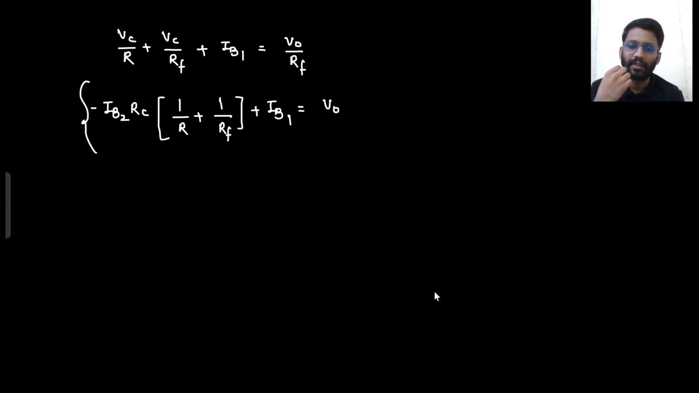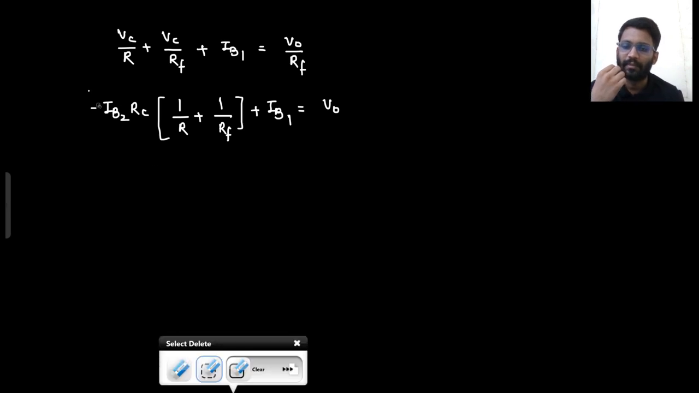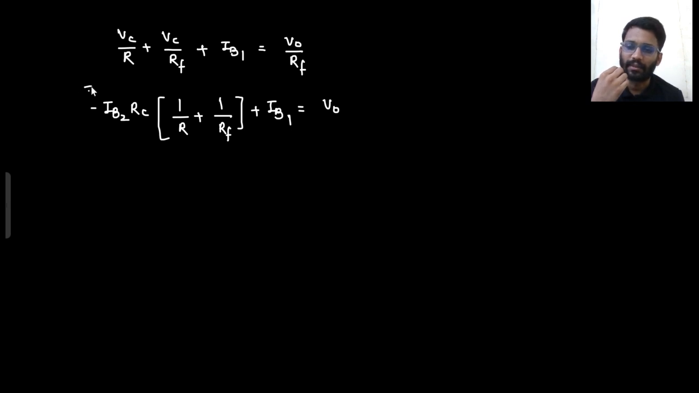So this complete value minus IB2, or you can write it down like this. This is IB1, this is being multiplied, RF is coming here. I put the VC value, that is minus IB2 into RC, then 1 by R plus 1 by RF, that is common, plus IB1, then this RF is multiplied here. This RF is being multiplied with this complete factor.